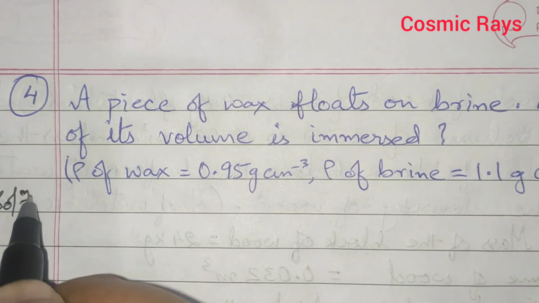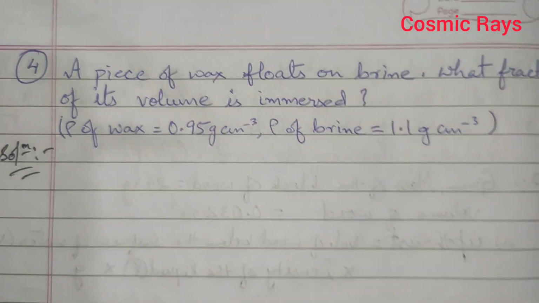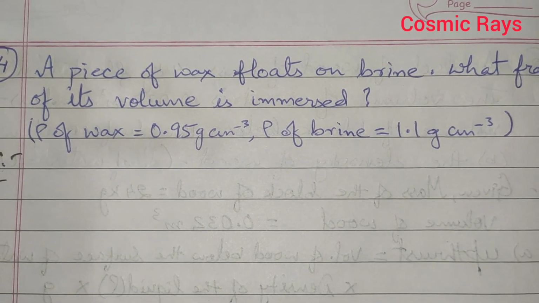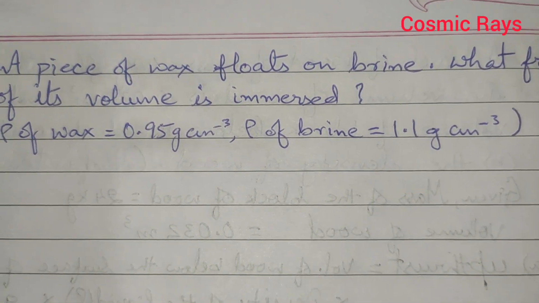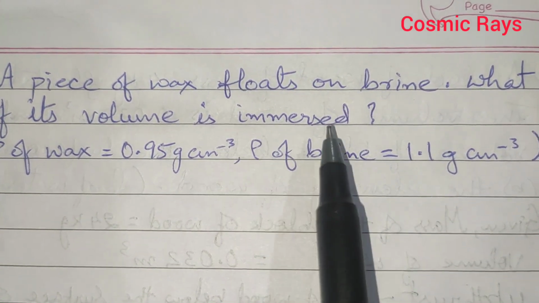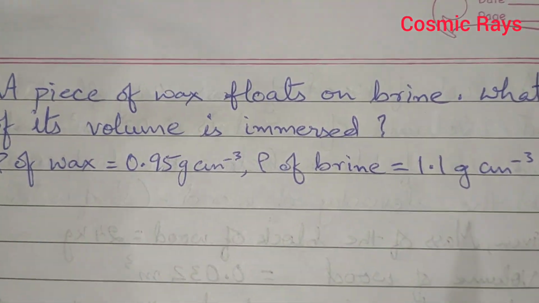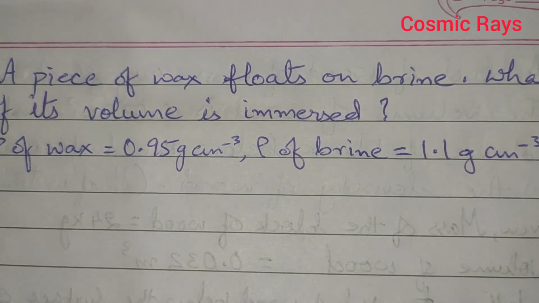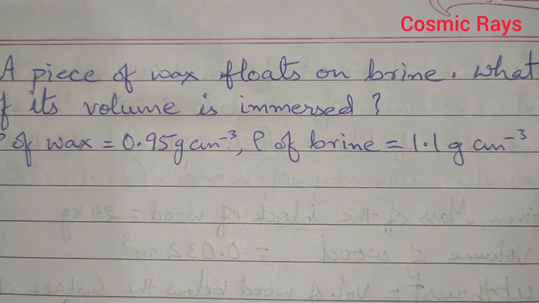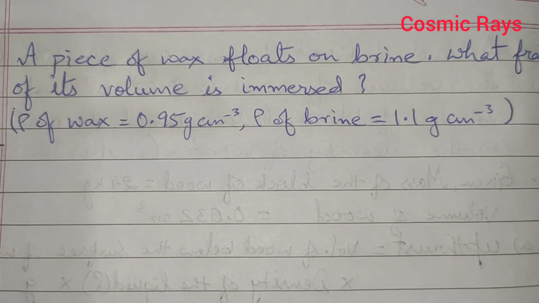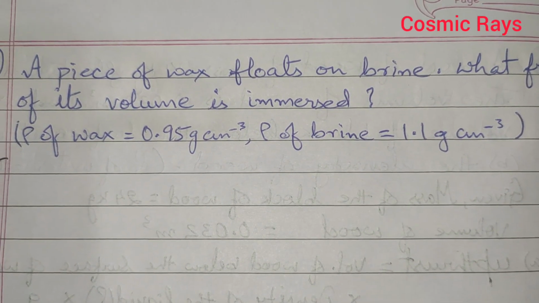Now we go to the next type, that is question number 4. It says that a piece of wax floats on brine. Brine is basically a salt solution. What fraction of its volume is immersed? So we have to find the volume of the wax which is immersed in the liquid. So of course we will be using the law of flotation again.